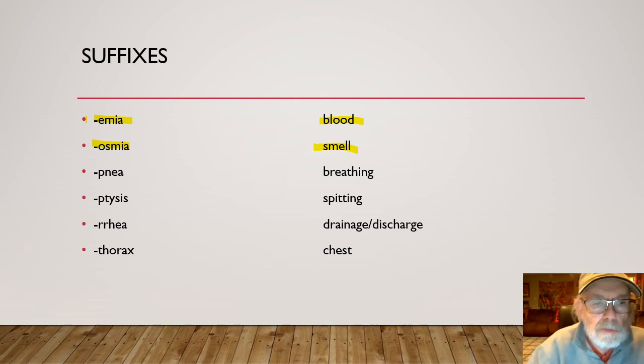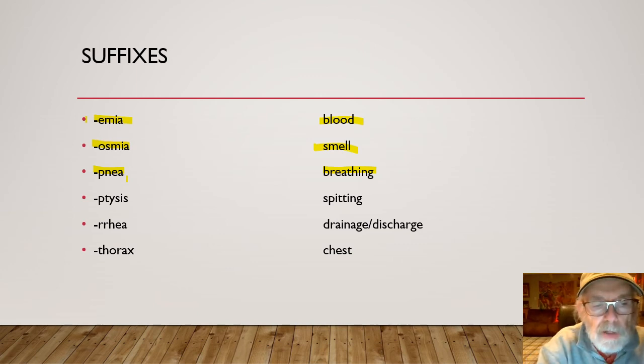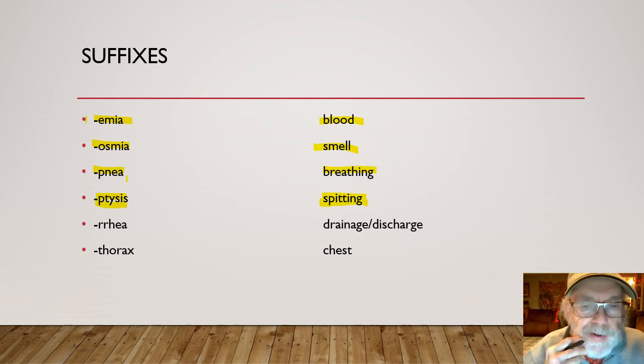So osmia means smell. Pnea was an old one, which means breathing. Apnea, absence of breathing. Hyperpnea, deep breathing. Tachypnea, rapid breathing. Eupnea, normal breathing. So pnea means breathing. Ptysis means spitting. Okay, when somebody spits up blood, if somebody has like a lung tumor, or if they have tuberculosis, sometimes you'll see them cough up blood. Okay, and basically that's called hemoptysis, because hemo means blood, ptysis means spitting.